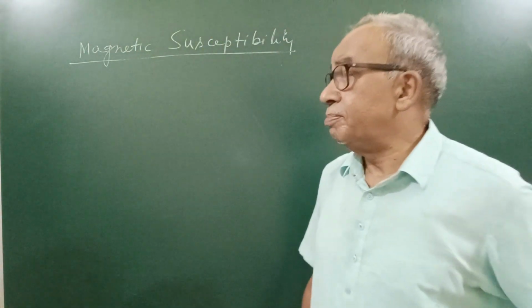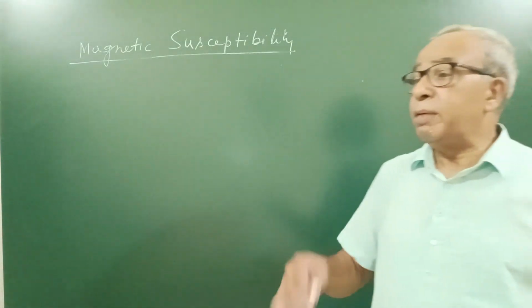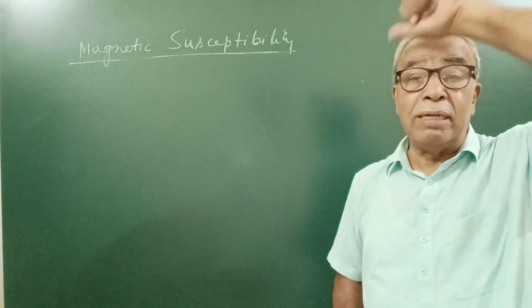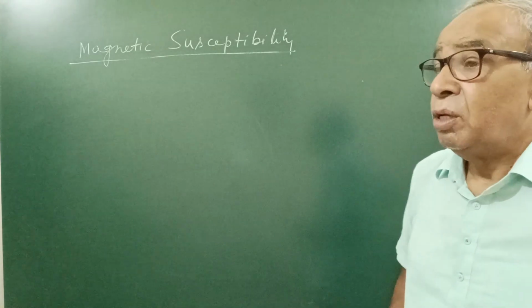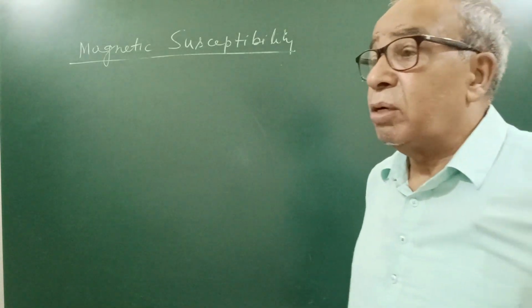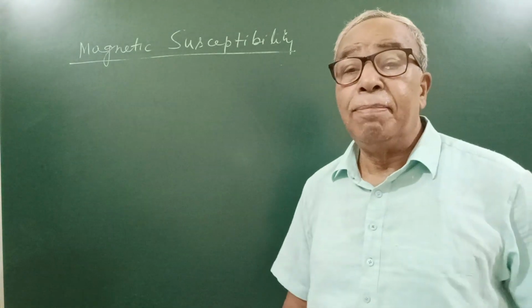A very important term. When we place any material in a magnetic field, it gets magnetized. So susceptibility is the measure of how easily a material can be magnetized.